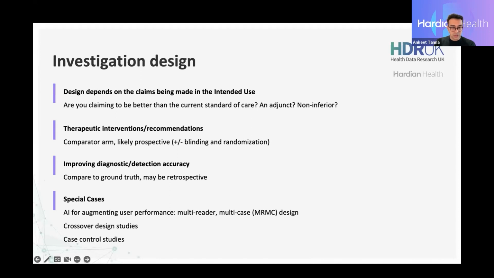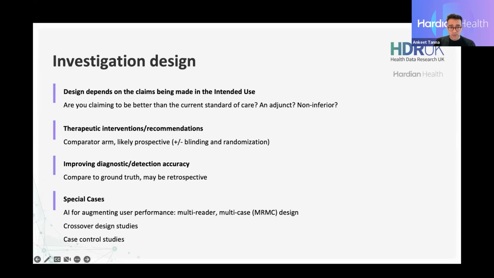In some instances, if you're just making the claim of measuring something or improving the accuracy of performing a certain task, then as long as you can demonstrate that your ground truth is adequately labeled by an adequately qualified person, and the data that you are validating on is appropriate, with appropriate consent for it to be used in these kinds of instances, then a retrospective study may be suitable.